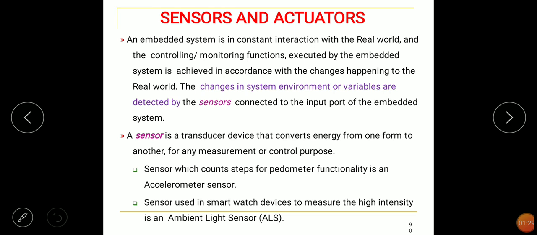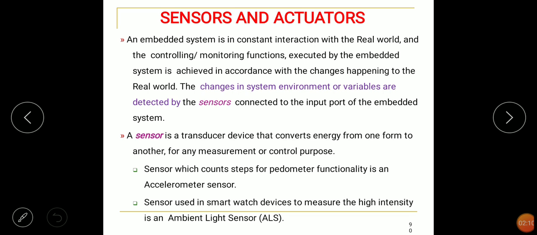An embedded system has constant interaction with the real world, and the controlling and monitoring functions executed by the embedded system are achieved in accordance with the changes happening in the real world. That is, the physical variables are read by input devices, the embedded system processes the variations, and it converts them into the output of the embedded system. For that purpose the sensors are used.